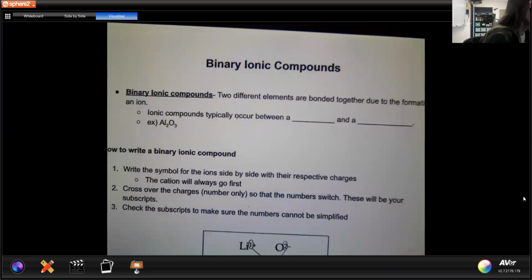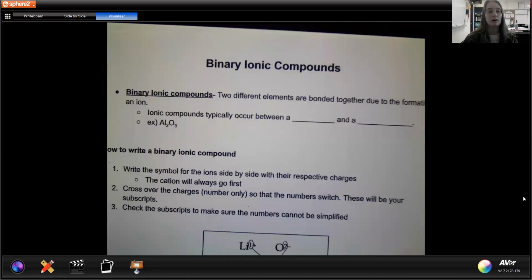All right, so now we're going to talk about how we write our compound. So remember, a compound is going to be two atoms that are bonded together, whether that be two of the same atoms or two different atoms. So we're figuring out how to write those compounds specifically.